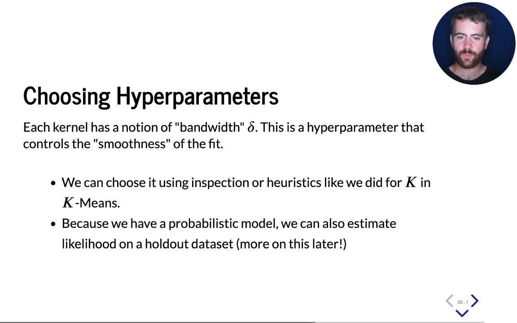But also, because this model that we're working with is probabilistic, we can also use a different approach that I will talk about in the next lecture, which involves estimating likelihood on a holdout data set. And since we have an objective that we can use to score the fit of our model, which is the log likelihood, we're going to be able to estimate performance on training and holdout data in a way that's similar to what we did in supervised learning. But I will come back to this later. For now, I just want to mention that there exist these two approaches, and the heuristics that we have seen for K-means, they are also applicable here.